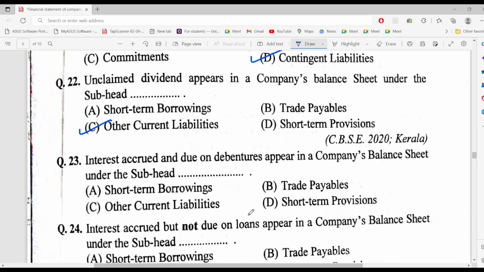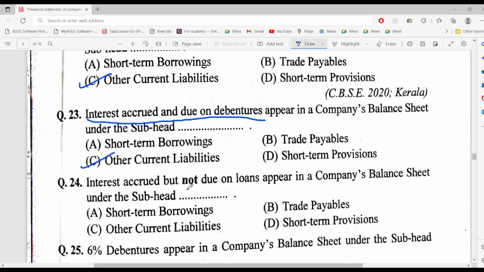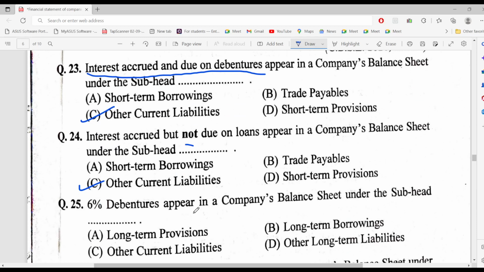Interest accrued and due on debentures appears in a company's balance sheet under the subhead... Yeah, so it appears under short-term borrowings, trade payables, other current liabilities, short-term provisions. So yeah, it would come under other current liabilities. No, interest accrued and due. Yeah, so 23 C would be the answer. Interest accrued but not due on loans. Again, it would also be part of other current liabilities only. Same type of question. Either it is due or not due, it is accrued, so it would be considered as a current liability. No? Yeah.